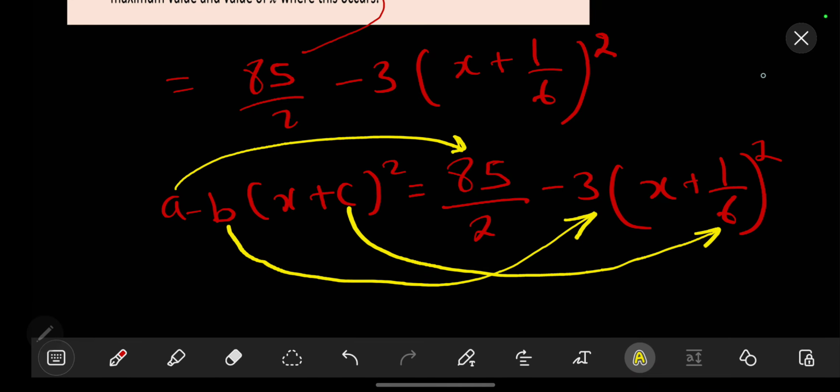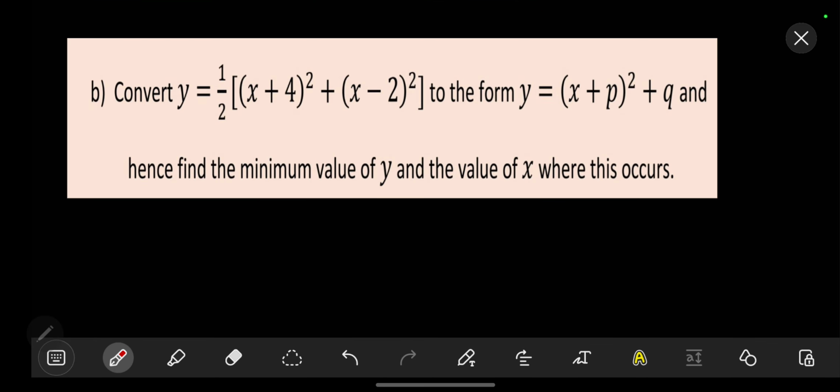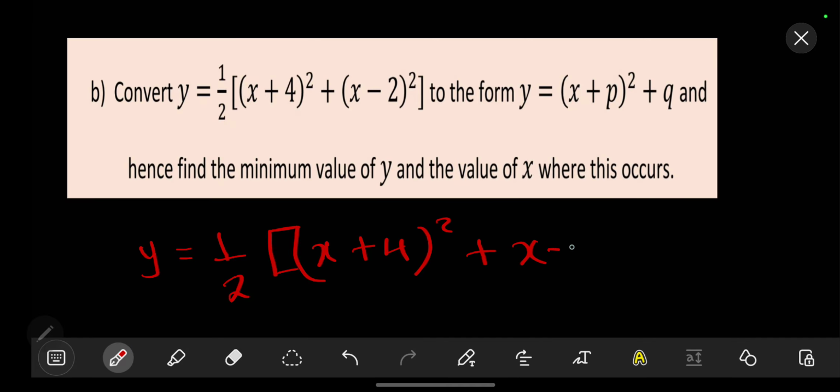Let's look at our next problem. So there's another method, but this is the simplest, and mostly you are going to be using it for many other different questions, so it's very reliable. So you have our x plus 4 there, then we square this, then we have plus x minus 2, then we square this, express it in this form.